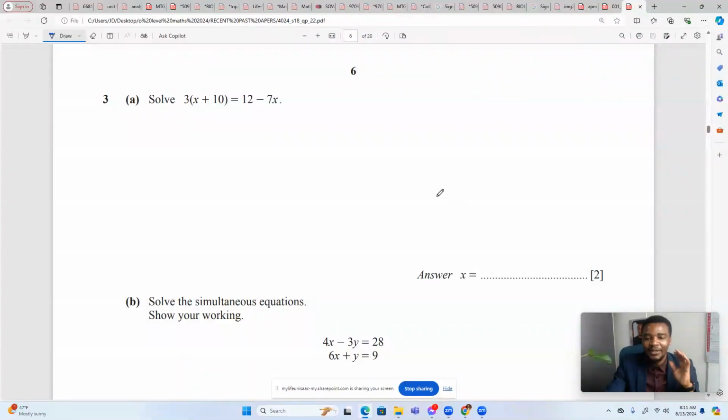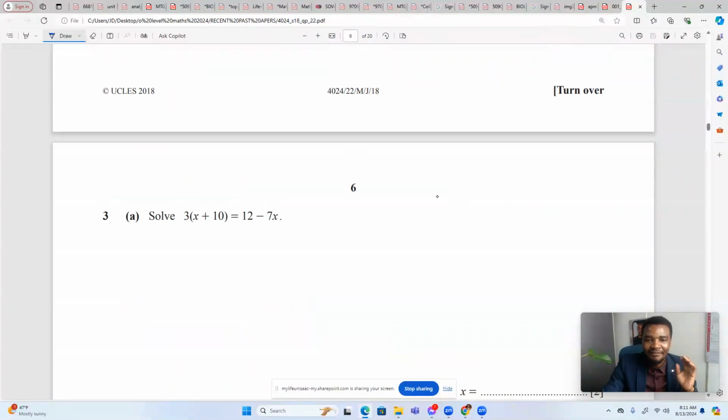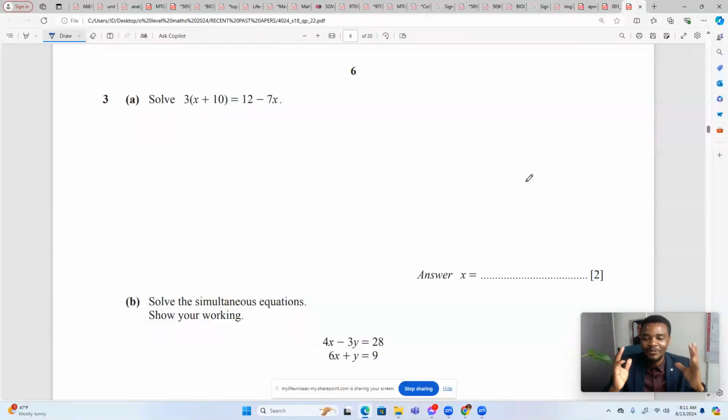Yesterday. So remember, don't forget, we are busy revising the question paper that was written in May, June 2018. This is O-level mathematics, syllabus D, code 4024. So we are going to resume from where we left yesterday, at question number 3. Question number 3 says, solve 3(x + 10) = 12 - 7x.